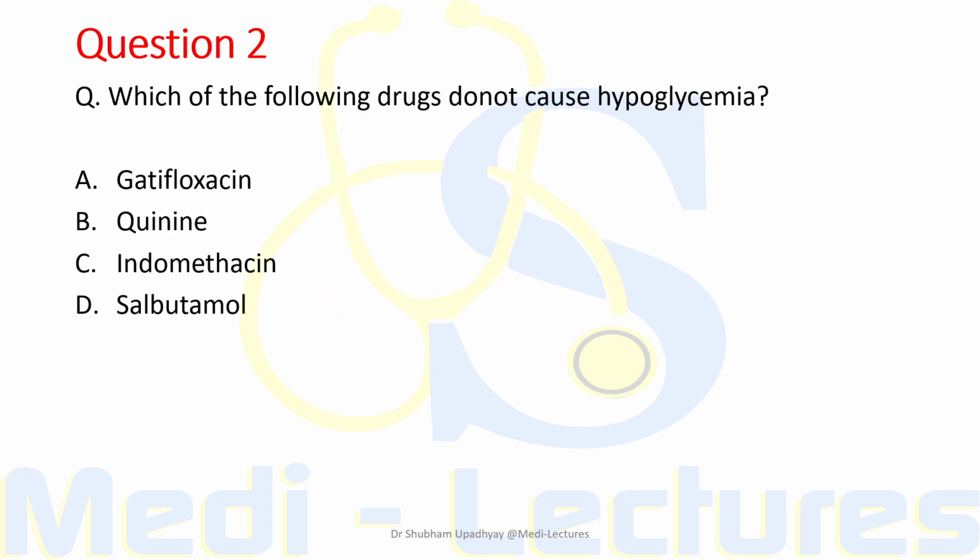Second question, which of the following drugs do not cause hypoglycemia? Gatifloxacin, which is a fluoroquinolone, will cause hypoglycemia. Quinine will cause hypoglycemia. Indomethacin will cause hypoglycemia. Salbutamol does not cause hypoglycemia. So the correct answer will be salbutamol.